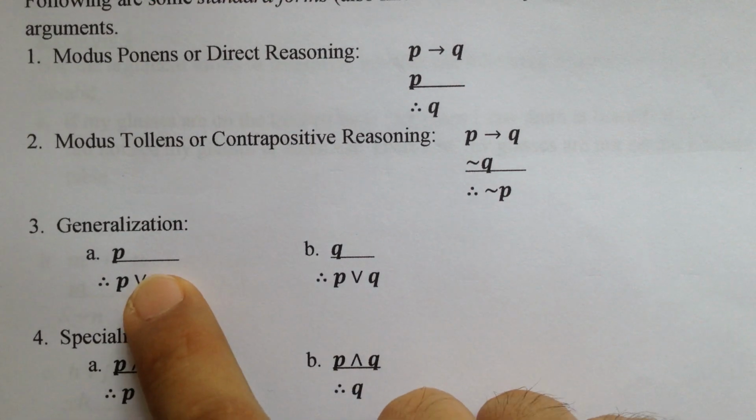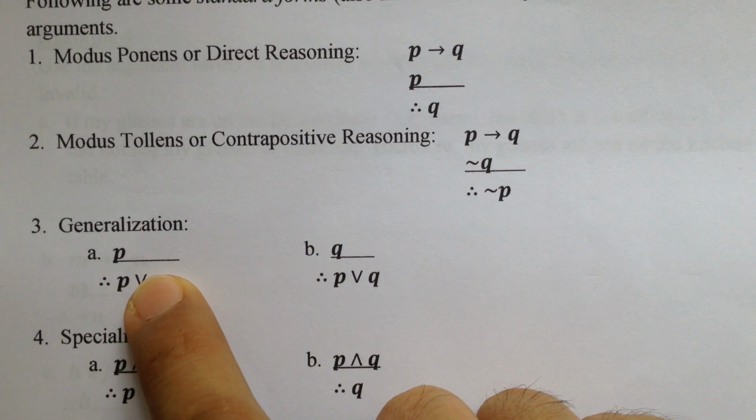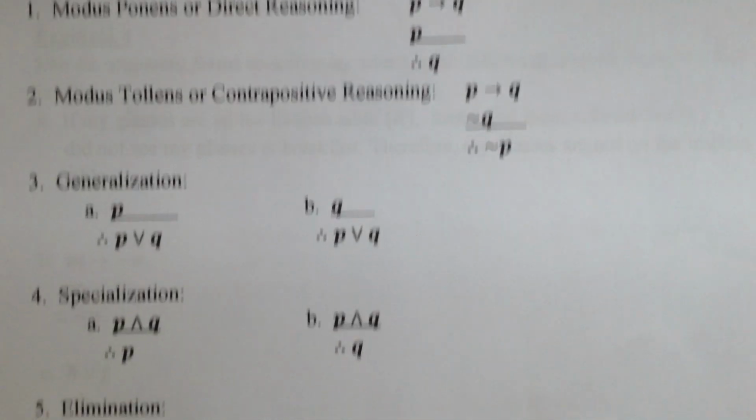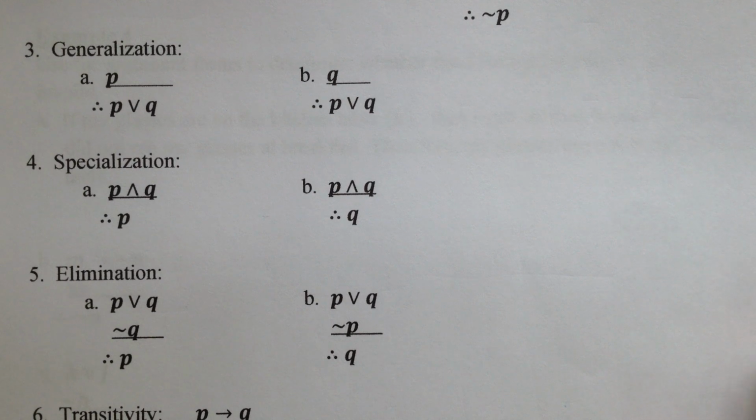For example, if we say that I am a mathematician, then if you conclude that I am a mathematician or an engineer, then that's a valid conclusion. Okay. Number 4, you call this specialization.